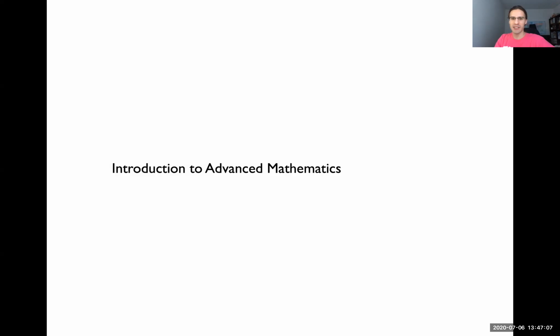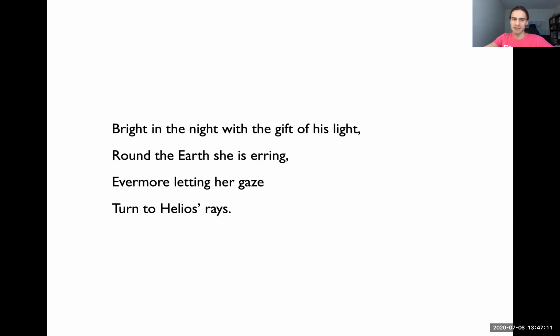And this brings up the following quotes. "Bright in the night with the gift of his light, round the earth she is ever erring, evermore letting her gaze turn towards Helios's rays." These are lines from a poem by Parmenides called The Way, or On Being, rather. And I saw these lines in an essay by Karl Popper on Parmenides. Popper begins the essay by remarking that he read Parmenides first when he was 14 or 15. And after reading these lines, for the remainder of his life, whenever he went outside and looked at the moon, he would always figure out exactly how it is that the moon's gaze pointed towards the sun.